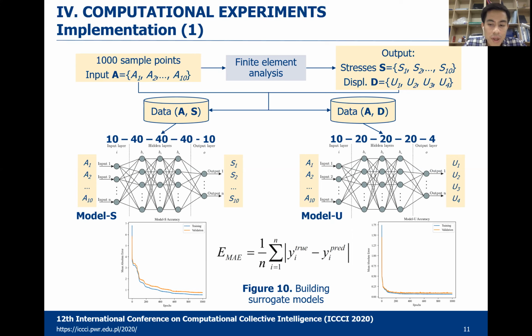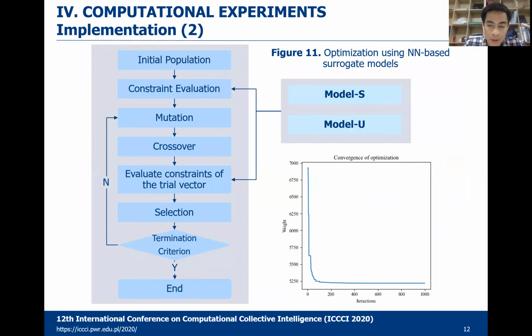A loss curve during the training process is plotted in figure 10, as you can see in this slide. The trained model is then employed to predict the stress and the displacement during the optimization process. The typical convergence history of the optimization process of the proposed approach is plotted in figure 11.